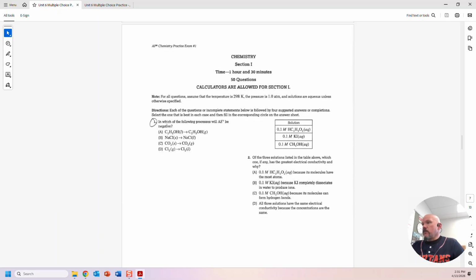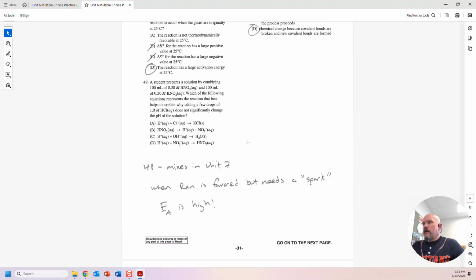It's really easy. It's just which of these equations would have a negative delta S, so decreasing in entropy, and it would be D, right? Gas to liquid. Everything else would be a positive delta S. Okay, so real easy one there.